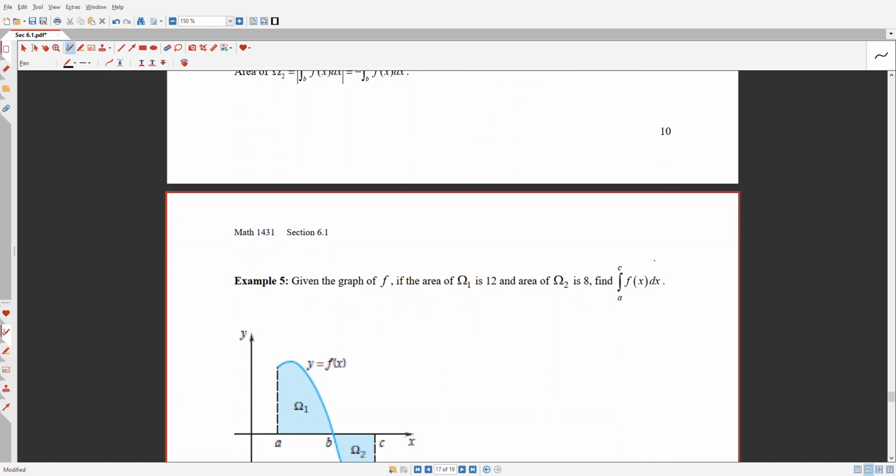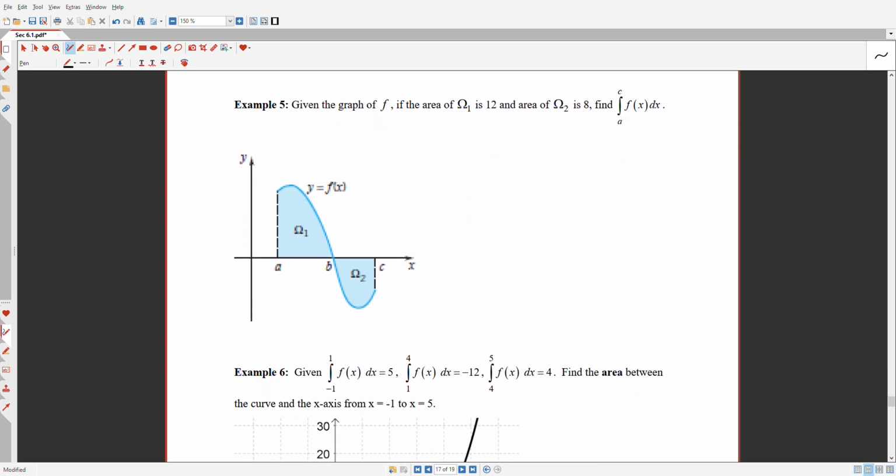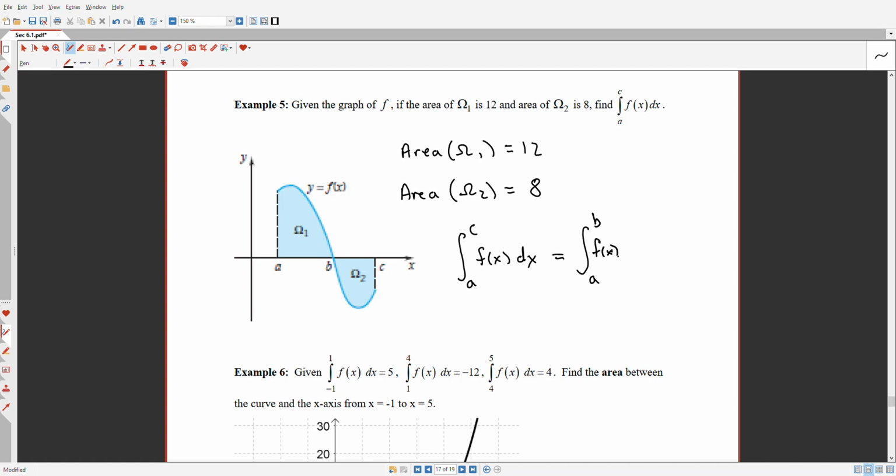Okay, so let's try example 5. I think this is clearer than reading through the typed stuff. For example 5, what we have is the following. If we're told this is a graph of f of x, and if we're told the area of omega 1 is 12, and the area of omega 2 is 8, then what is the total definite integral of this function from a to c? Well, the previous theorem and our properties from before let us break up this integral into two integrals.